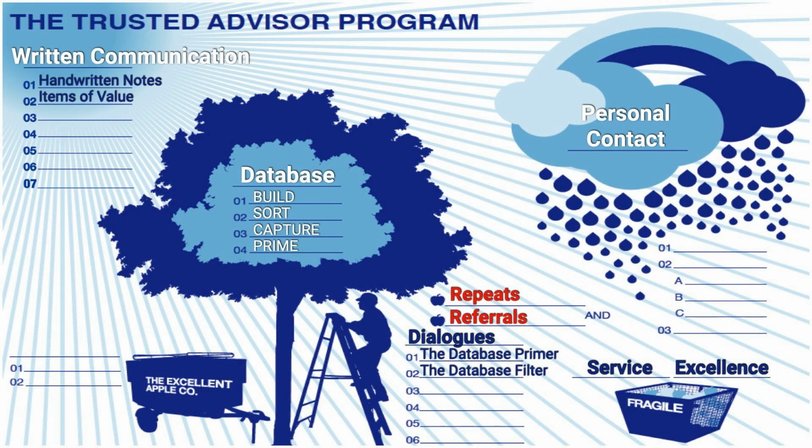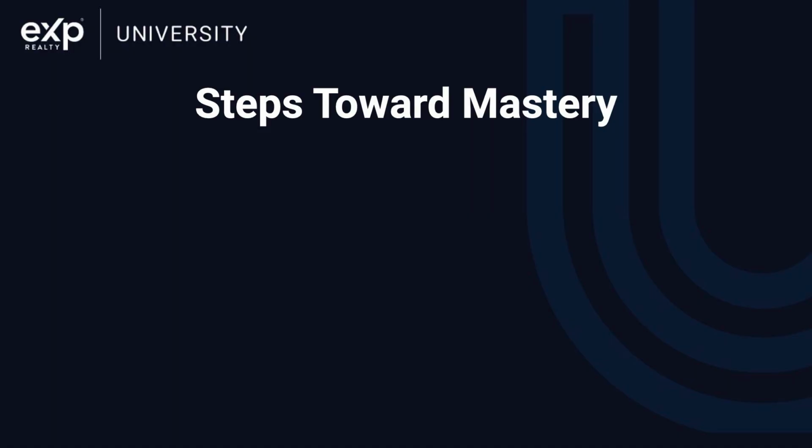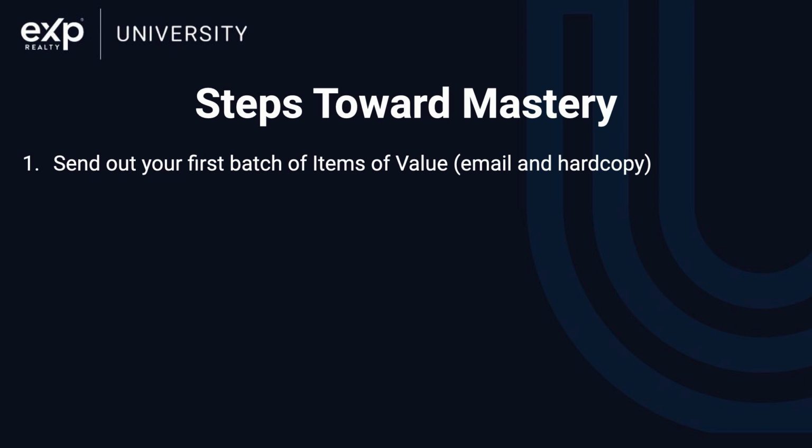So let's update our Apple tree before we close. You'll see on the left-hand side under written communication, we've added tool number 3, which is the TAP intro letter, and tool number 4, which is the Guilt pledge letter. And your Apple tree is now up to date for where we are. Steps toward mastery, well, there's just one step over the next 2 weeks, and that is to send out your first batch of items of value, both email and hard copy.